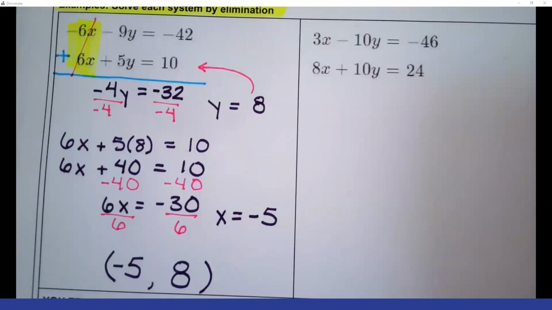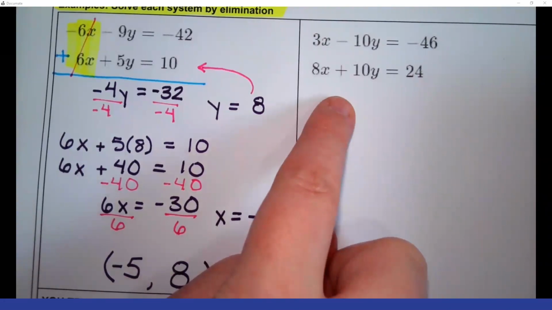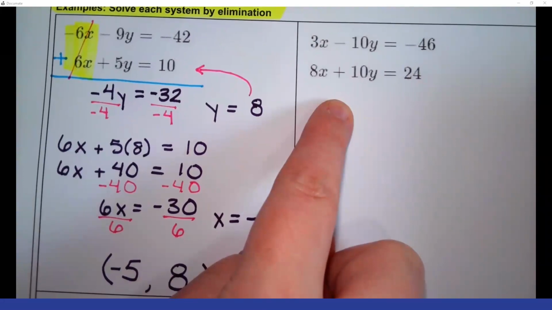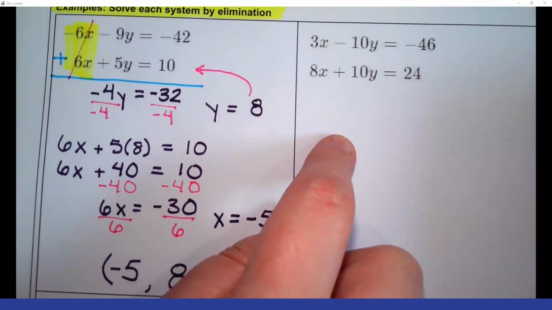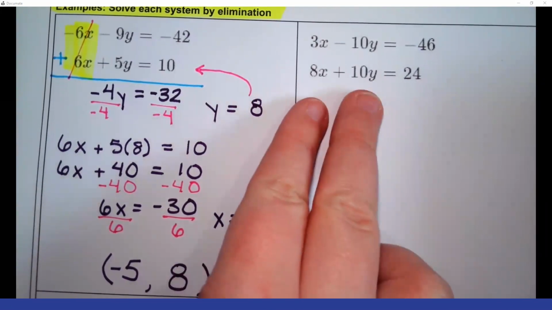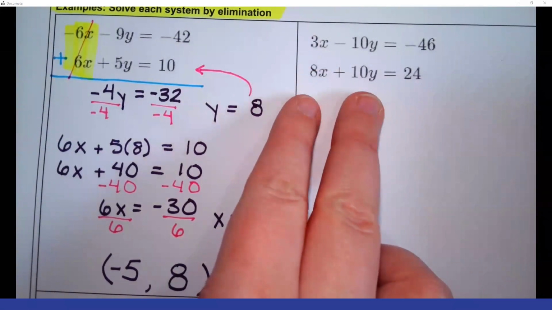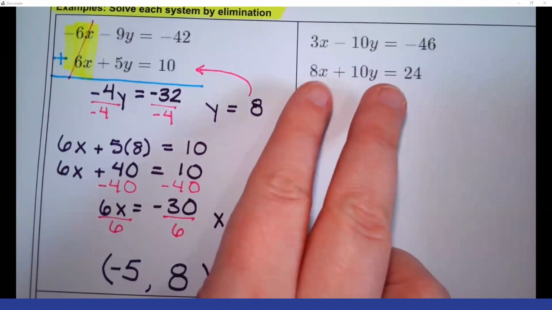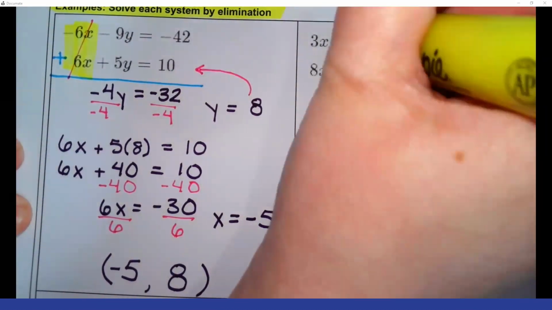All right. So now our second one: 3x minus 10y is equal to negative 46, and 8x plus 10y is equal to 24. Into the chat, which variable should I eliminate, x or y? Which variable has the same number but opposite signs? Excellent. Good job, Daniel, Vayman, Paula. We are eliminating the y this time.